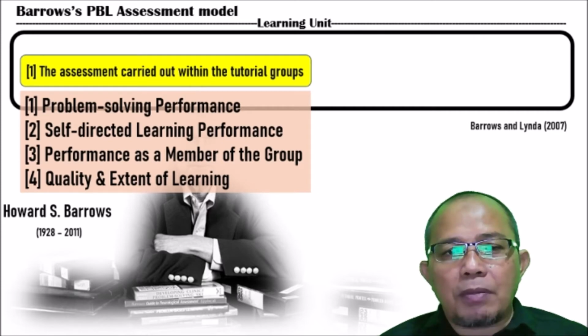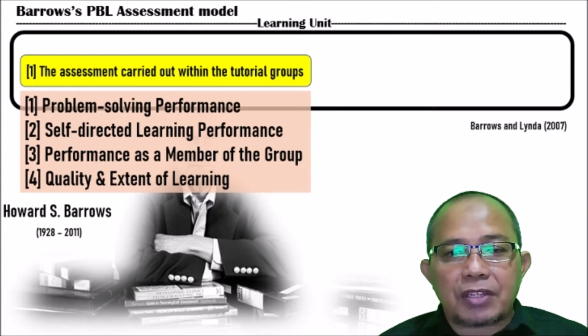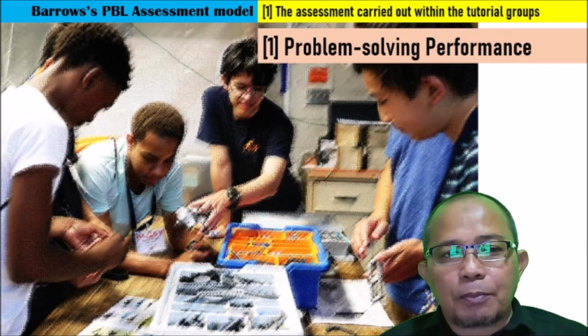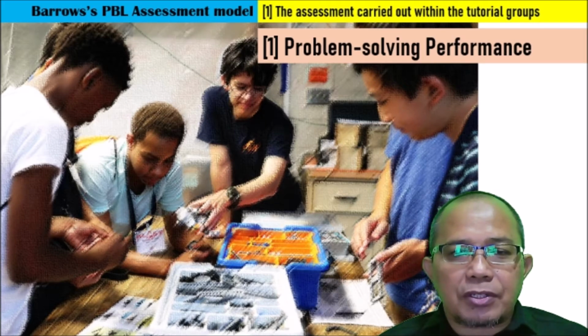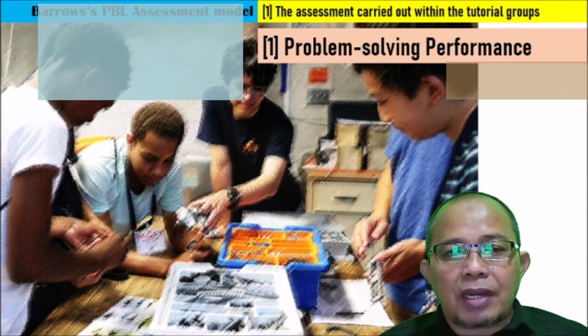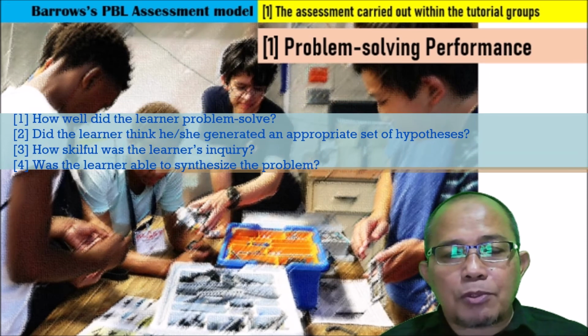One is problem-solving performance, two is self-directed learning performance, three, performance as a member of the group, and four, quality and extent of learning. One, problem-solving performance. Problem-solving performance occurs for the most part when the problem was initially encountered. Among the questions in the line are: 1. How well did the learner problem solve?